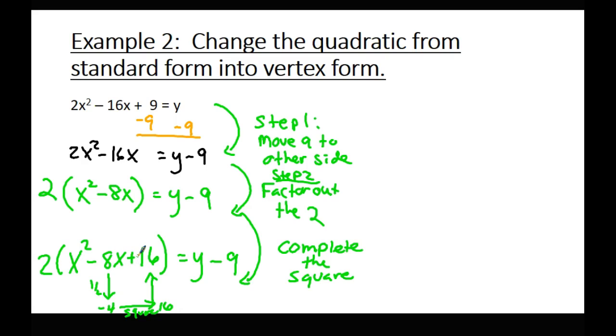And that's what we put right there. Okay, that's step 3. Now, as promised, we're just adding, subtracting, multiplying, dividing. But you have to know when and where and what we're doing that with, right? So there's step 1. Move the 9 to the other side. Step 2, factor out the 2. Step 3, complete the square. Good? Can I switch slides?